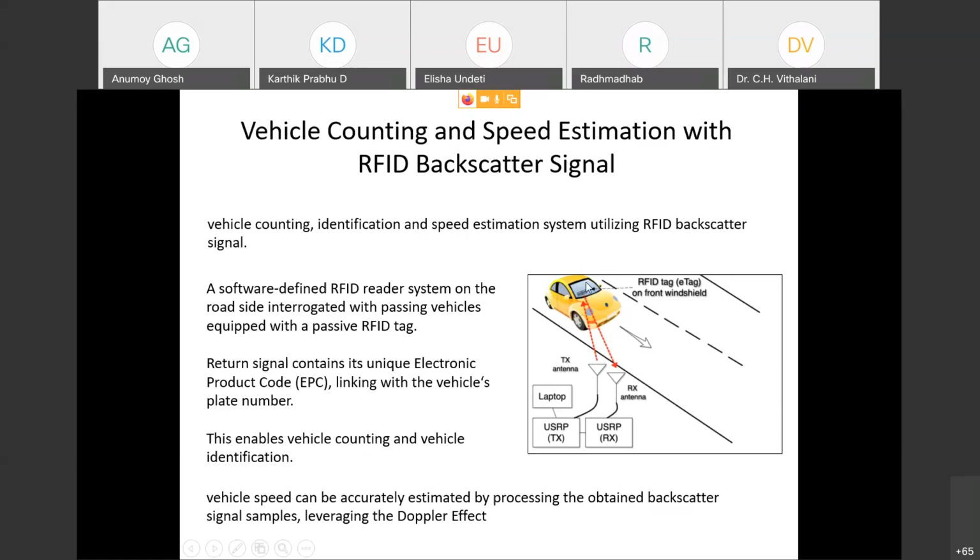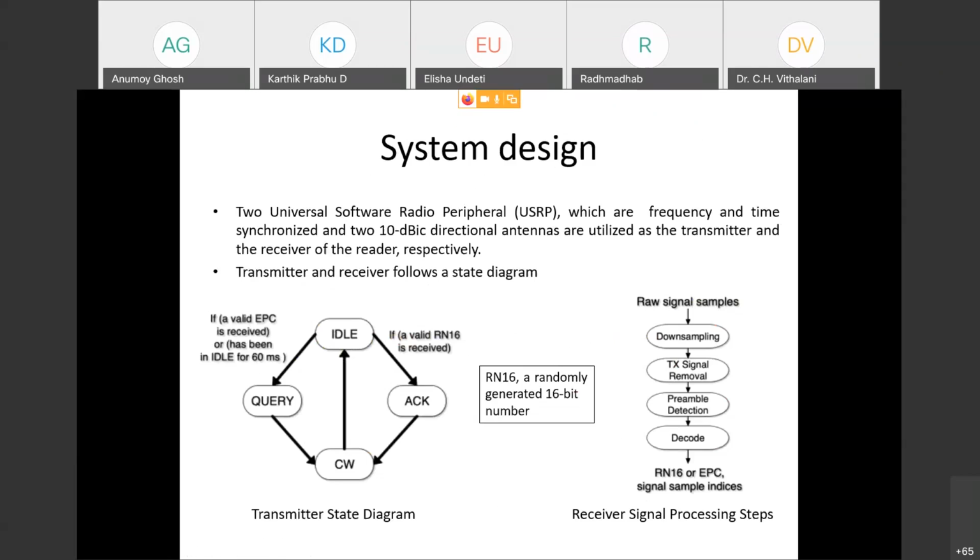The transmitting antenna will be sending the signal, and it will be hitting the tag, and the tag will backscatter that signal to the receiving antenna. And then by using the Doppler method, I will be able to sense the speed of the car. Now I'll come to the Doppler method.